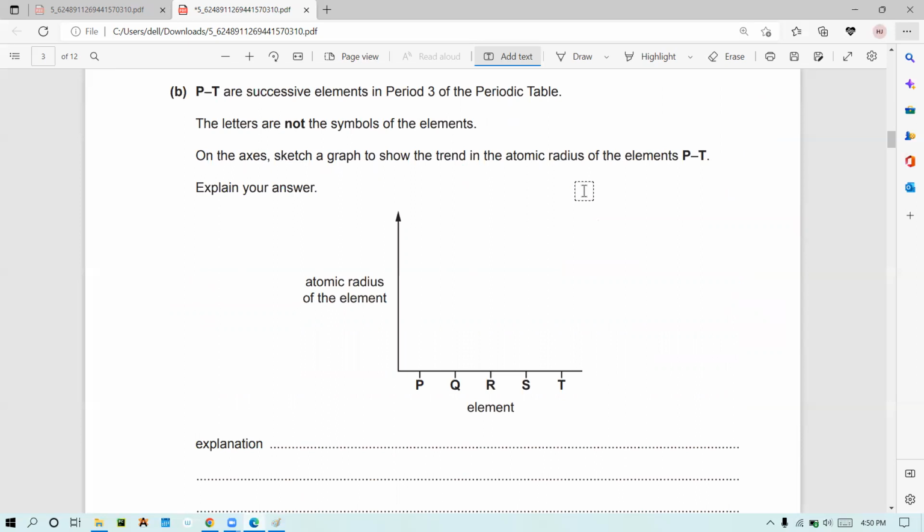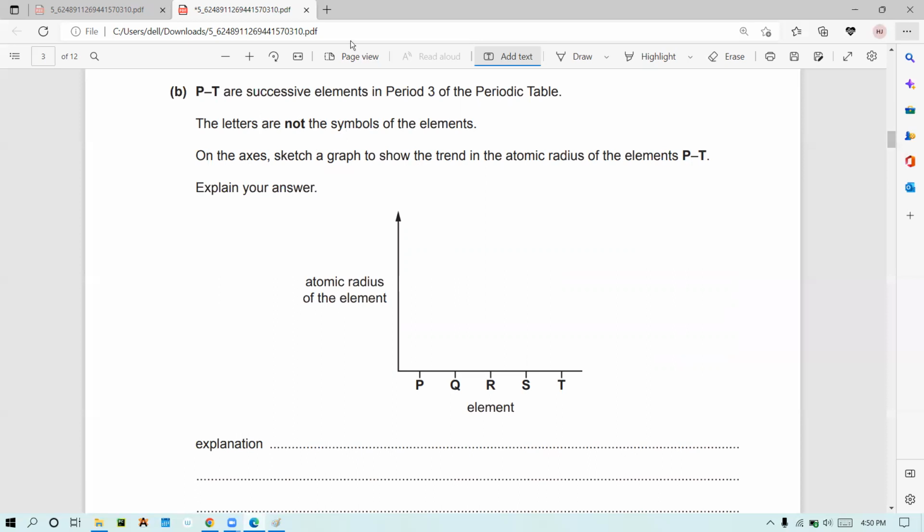P to T are successive elements in period 3 of the periodic table. Now, there's another graph. And they are also successive elements, meaning they come one after another. After P, we get Q, afterwards R, S, T. The letters are not the symbols of the elements, okay? On the axis, sketch a graph to show the trend in the atomic radius of the elements P to T. Explain your answer.